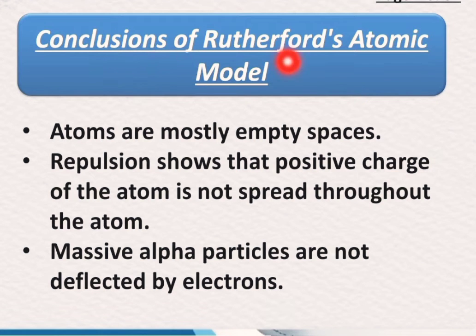Conclusions of Rutherford's atomic model. Students, majority of the alpha particles passed through the foil undeflected. This means atoms are mostly empty spaces. Number 2, repulsion shows that positive charge of the atom is not spread throughout the atom. Last one, massive alpha particles are not deflected by electrons.